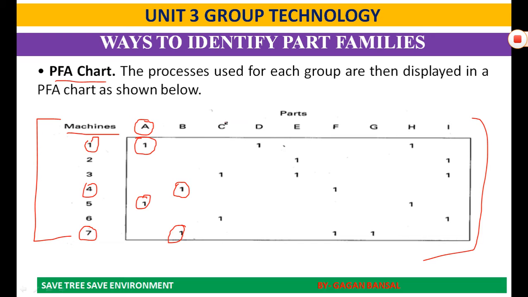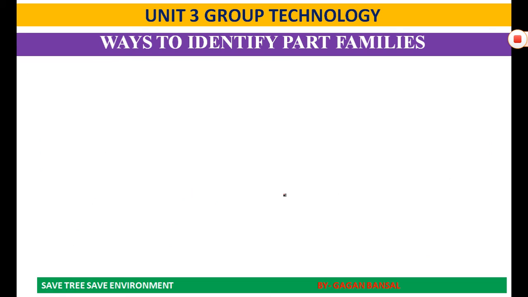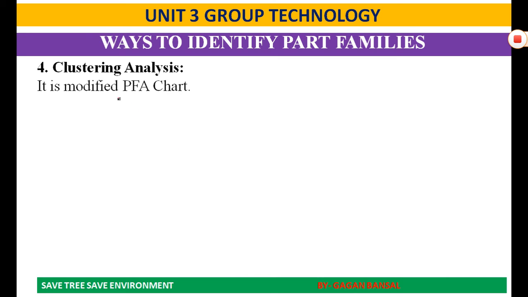Similarly, part C is made using machine 3 and machine 6. So based on the operations of different machines, or the requirement of different machines for different parts, we draw the chart that is known as the PFA chart. Hope it is clear. It is a very effective chart to make the route sheets also. Last is the clustering analysis. Clustering analysis is the advanced form of the PFA chart, or we can say the modified PFA chart.